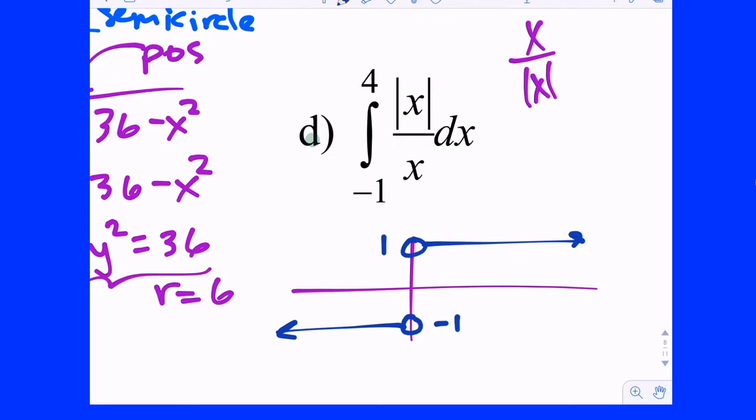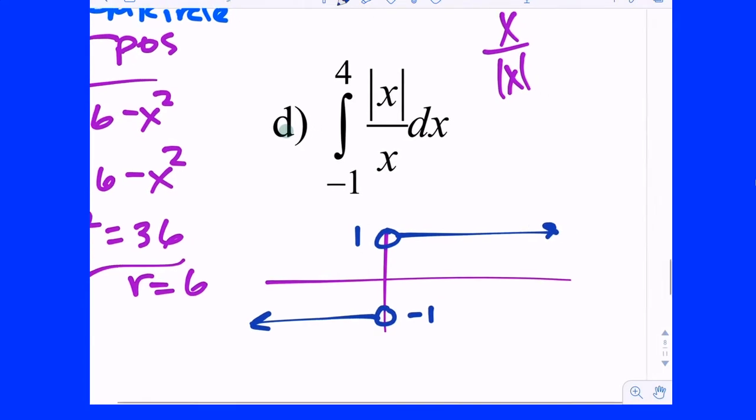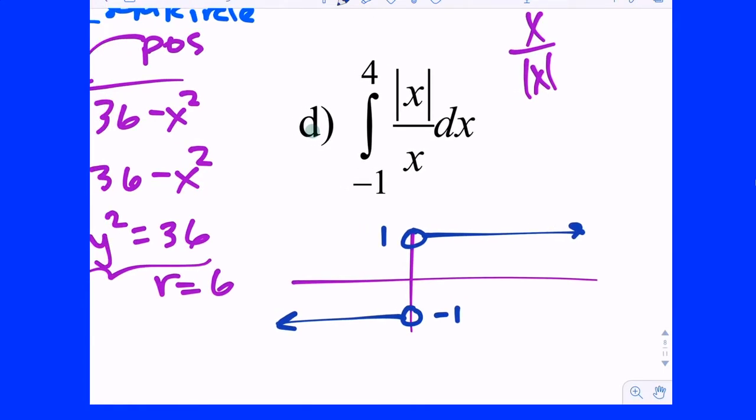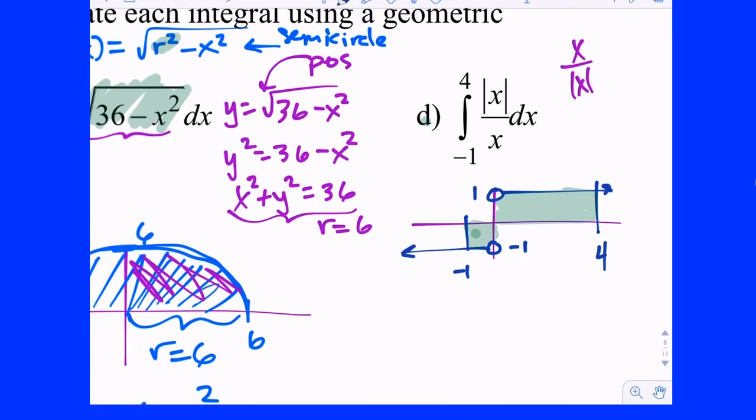You could do that just by plugging in random values. 5 over 5, 7 over 7, negative 7 over negative 7. Of course, the top becomes positive, so you get a negative 1. Now, we're integrating from negative 1, which is there, to 4, which is there. So I'll try to draw this one a little bit more to scale. We basically have 2 rectangles, or technically, I guess, a square and a rectangle. And we're in charge of assigning the correct values.